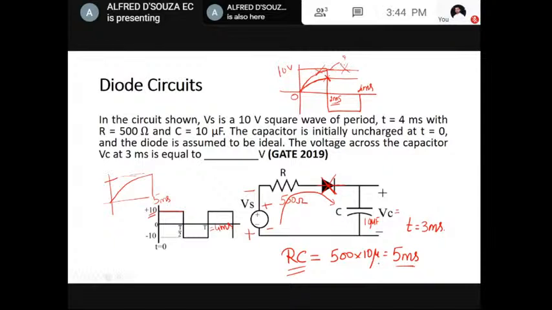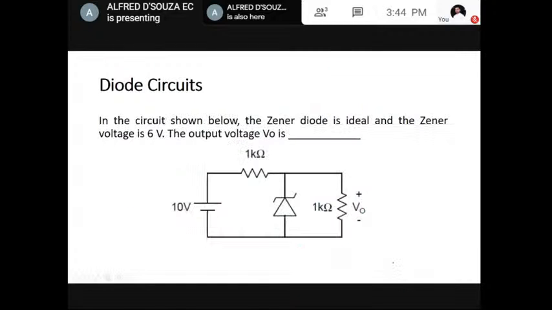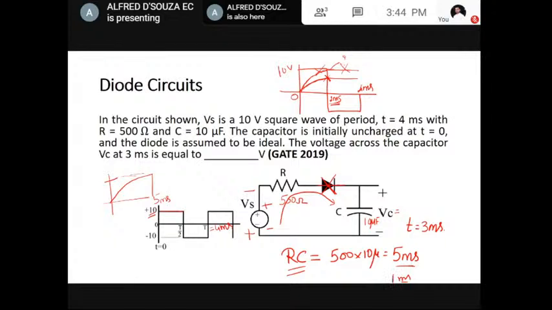And if you find that the RC time constant is less than 2 millisecond, let's say if by any chance you got the time constant as 1 millisecond, then you don't have to do the calculation in the first step. At 1 millisecond itself, the capacitor would have charged to the maximum value and it will hold that maximum value, that is 10 volt. Then the answer would have been 10. But unfortunately, the time constant is 5 millisecond. That means it has not charged, not even close to its maximum value. So we'll have to find out how much is that value.